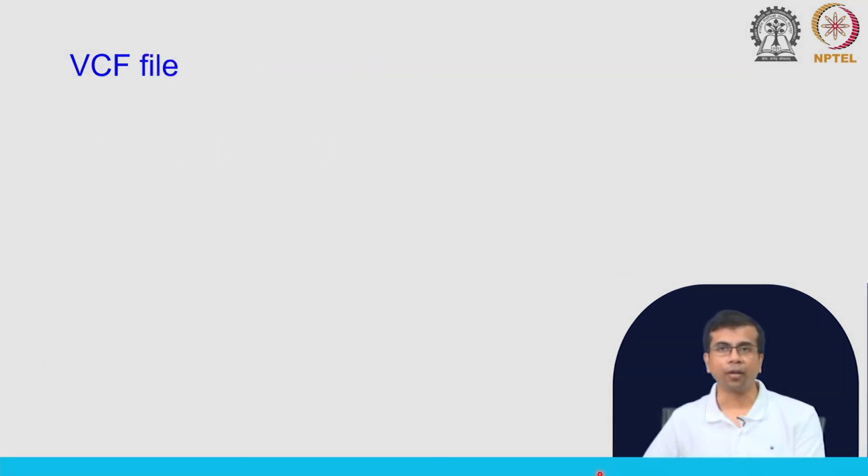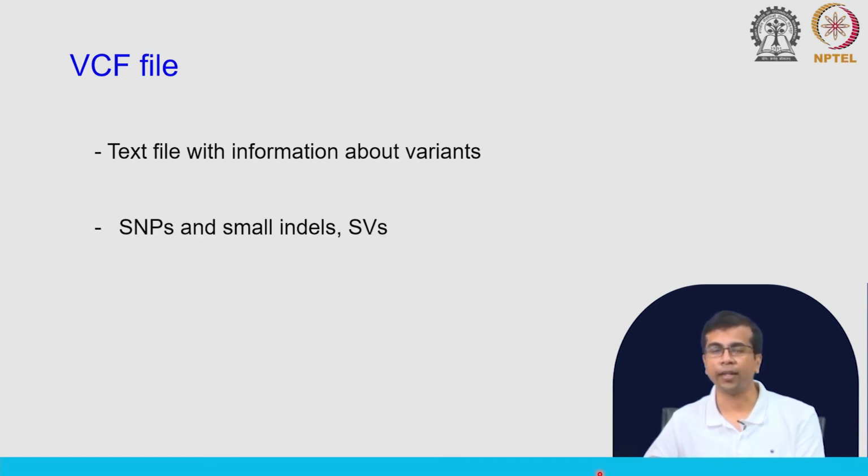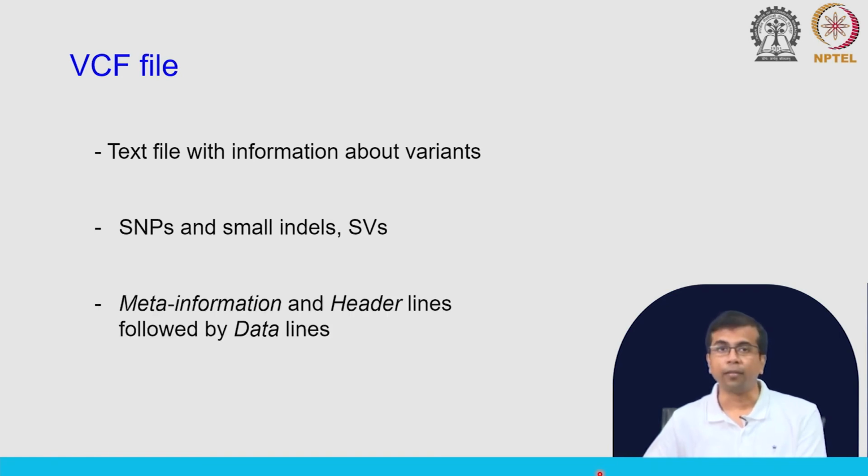So, let us now talk about the VCF files and their contents, so that we can read and understand what we have in there. This is important for the subsequent analysis. A VCF file is a text file which contains information about variants, and it has SNPs, small indels, and SVs. Again, depending on the analysis and the sample that you are working with, you will have different types of information. It will contain three parts mostly.